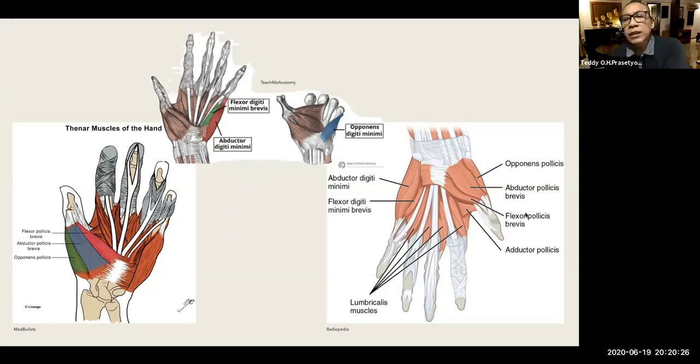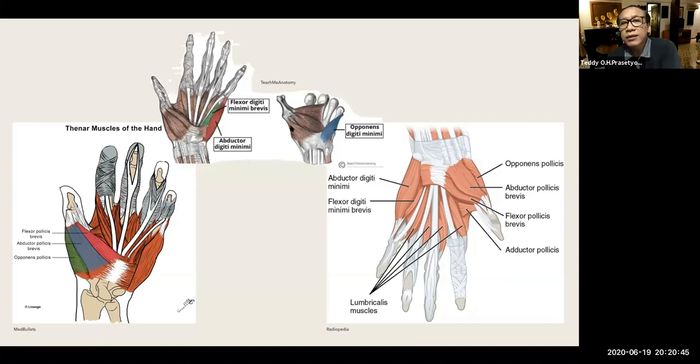So the flexor pollicis brevis, the abductor pollicis brevis, and also the opponens pollicis. All right? Then this one is for the hypothenar. The main muscle in the hypothenar is the flexor digiti minimi brevis. And then we also have the abductor digiti minimi.